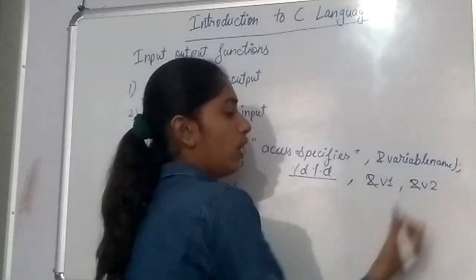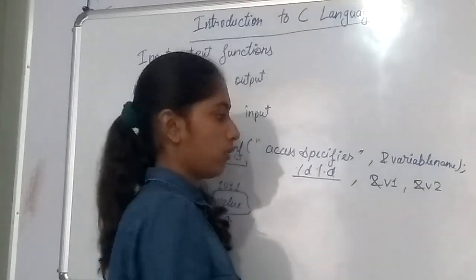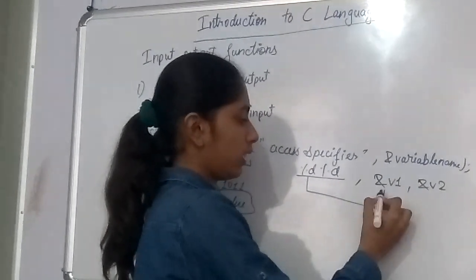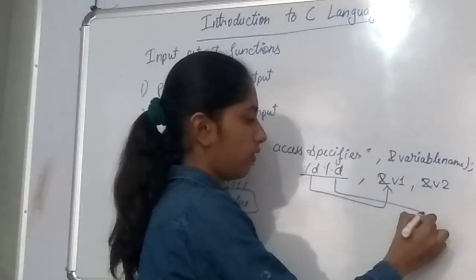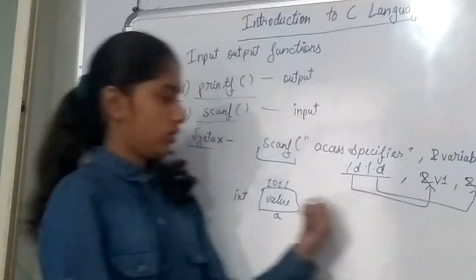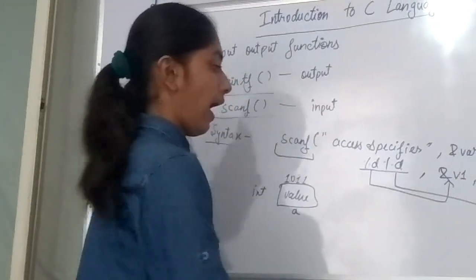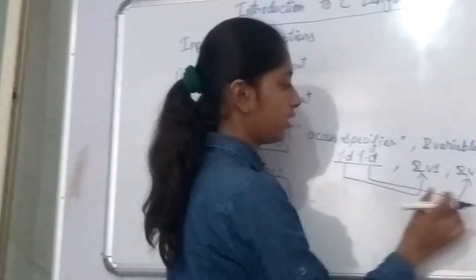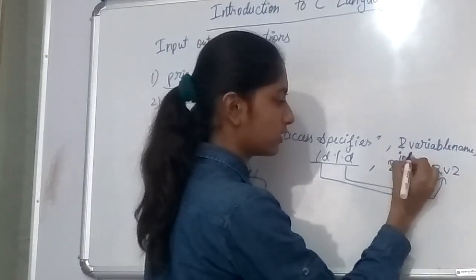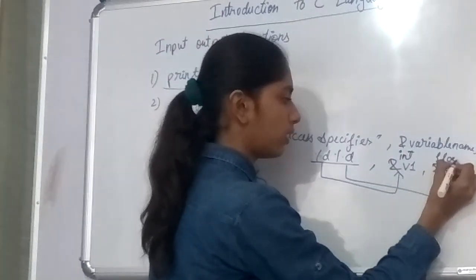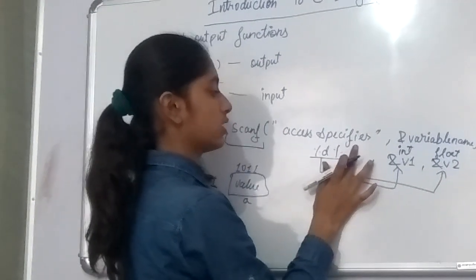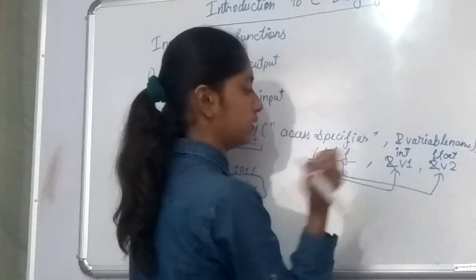the variable 2. Please do not interchange the sequence, because this value will be linked to this variable and this value will be linked to this variable. So don't interchange the sequence. And if these are of different types, like this is integer and this is float, then also it will take the input. Just change the access specifier and make it %f.